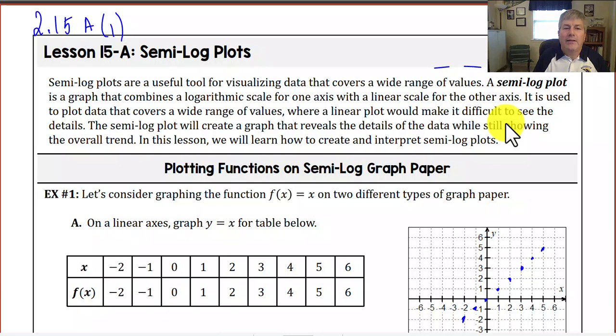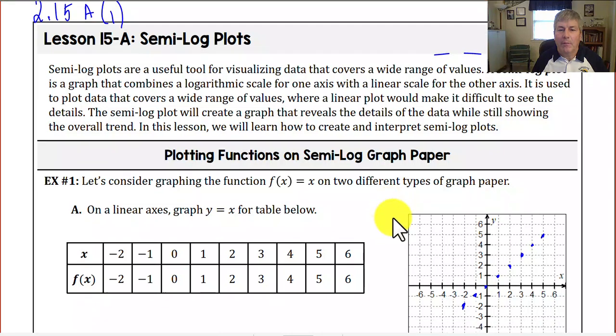It is used to plot data that covers a wide range of values, where a linear plot would make it difficult to see the details. The semilog plot will create a graph that reveals the details of the data while still showing the overall trend. In the lesson, we will see how to create and interpret semilog plots in this video.